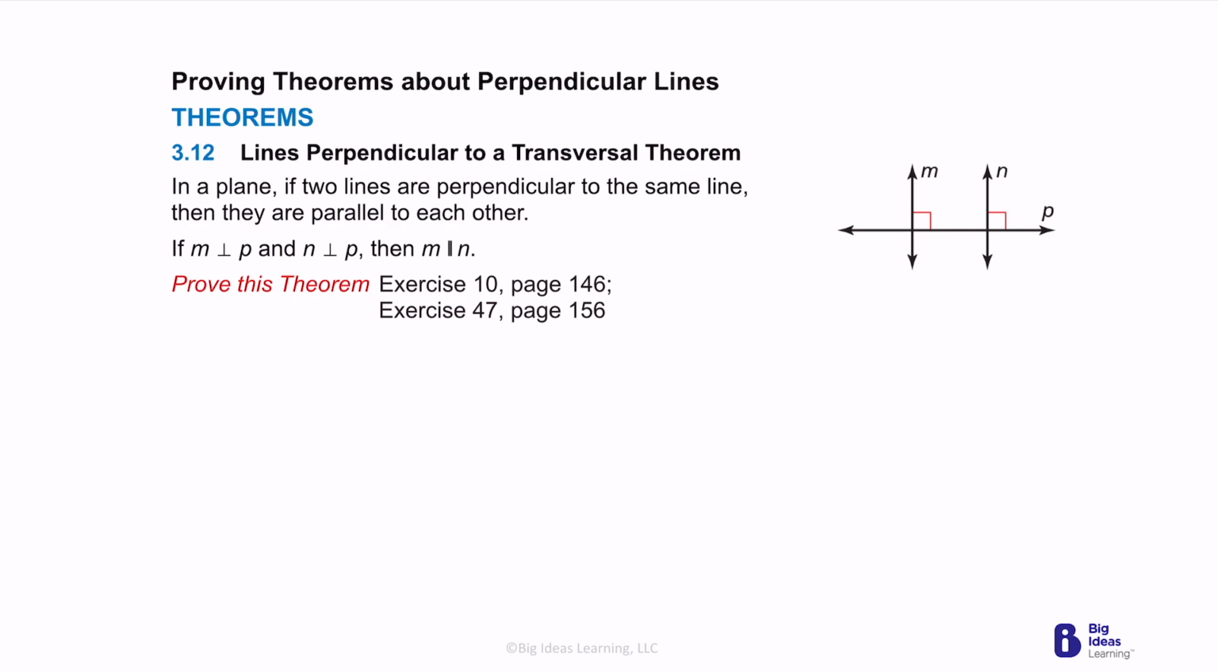And this kind of goes the same way here. If you have two lines that are perpendicular to the same line, then those two lines are parallel to each other. So here, M and N will be parallel because they both make right angles with P. Again, because of corresponding angles.